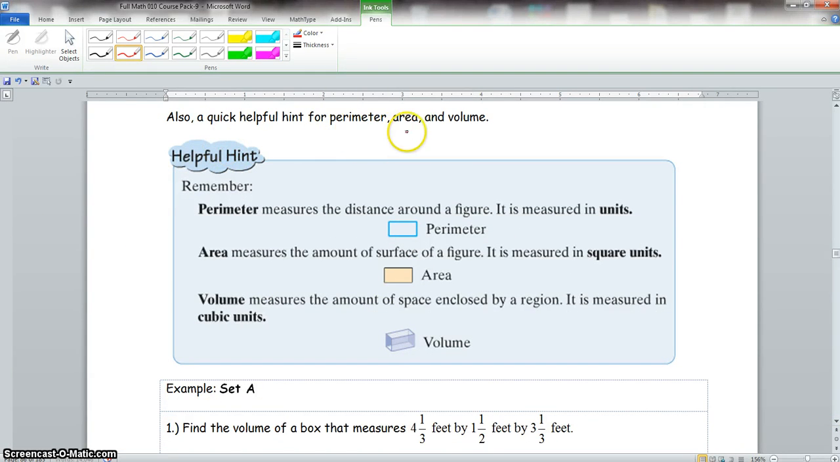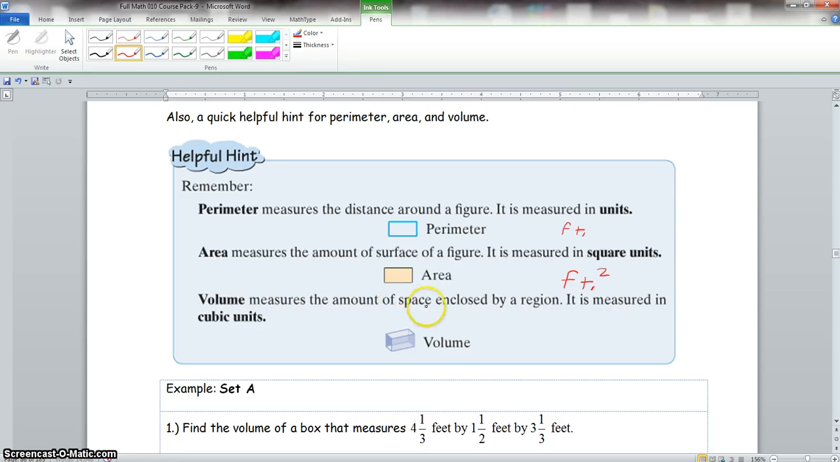Now, we have a quick helpful hint for perimeter, area, and volume. Okay, perimeter measures the distance around a figure. It is measured in units. Area measures the amount of surface of a figure. It is measured in square units. For example, when it says units, let's say your perimeter is dealing in feet. So your final answer will have feet at the end of it. That's the units. Now when they say square units here, let's just say everything is in feet. But your final answer would be square feet. That's what they mean by square units.